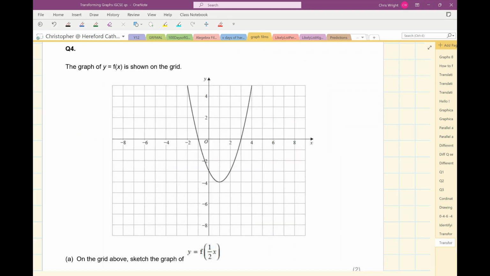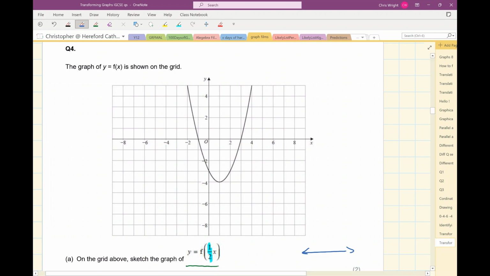Question 4. The graph of y equals f of x is shown on the grid. On the grid, sketch the graph of y equals f of a half of x. Well, the change is in the bracket, so it's going to be a change in the x direction. It's going to be a change to the x coordinates. How are the x coordinates going to change? Well, they're not going to be multiplied by a half. They're going to be divided by a half, or doubled. So the x coordinates are going to double.